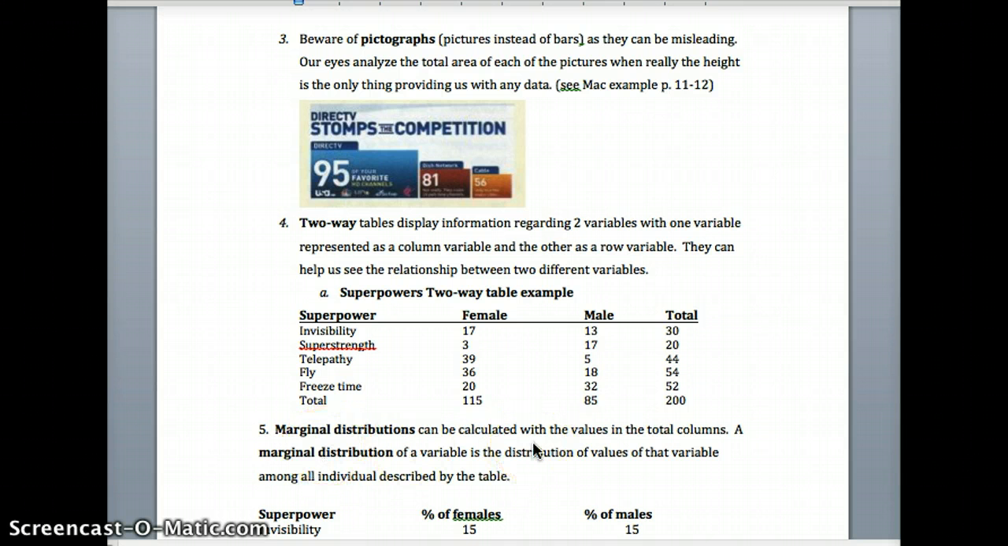A conditional distribution would use the values in here, and they could let us know things like, does the value of one variable affect another? So does being female affect your choice of superpower? Does your gender affect your probability that you'd like telepathy or invisibility or super strength? For a conditional distribution, we're always looking at 2 variables, and for that reason our value for our numerator is always going to come within the table, not in the total column, and our value outside would come from the total columns down here, not the lower right total asked.